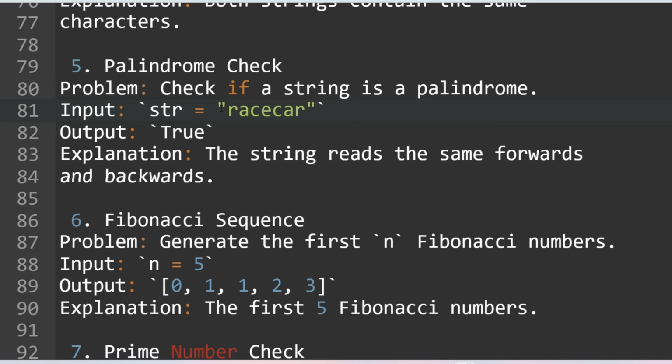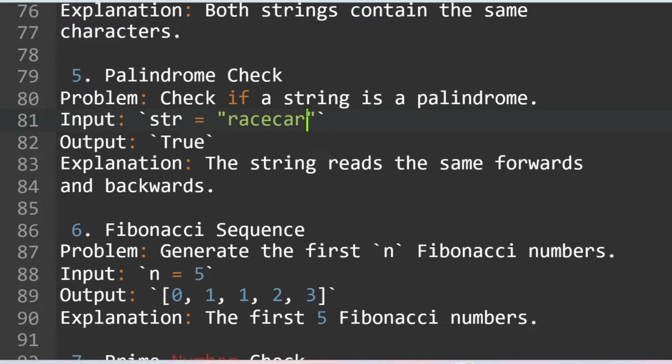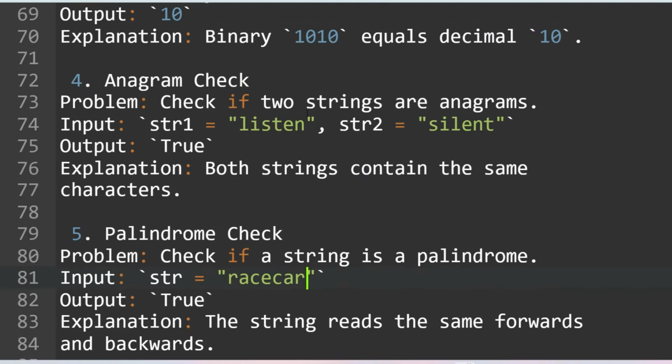Let's see the sample input, that is racecar. You just have to reverse it first, then check whether the string is the same from left to right and right to left. I hope you understood. If equal, then this is a palindrome. If not equal, then this is not a palindrome. So let's go to the next question, that is anagram check.